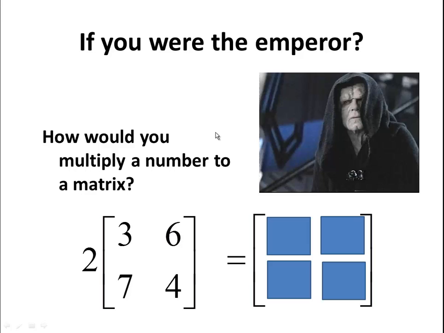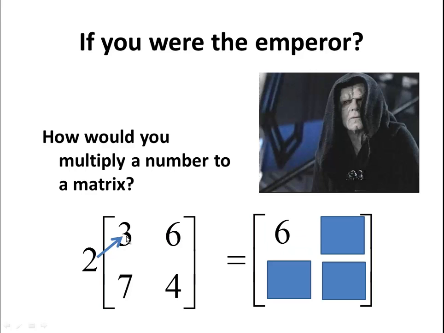What does that mean? Basically, if you were the emperor of the whole universe, what would you want to do if you had a number multiplying a matrix? Well, it kind of makes sense. I'm not sure, but a lot of my students in the class think it makes sense to take this 2 and distribute, to multiply each of the elements of the matrix, all these numbers, the 3, 6, 7, 4, by 2. And yes, that is correct.